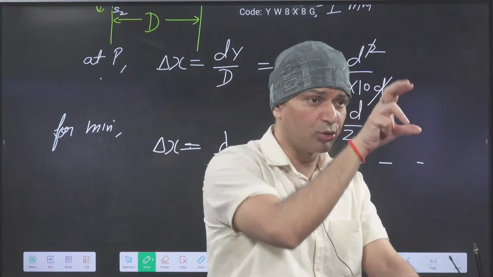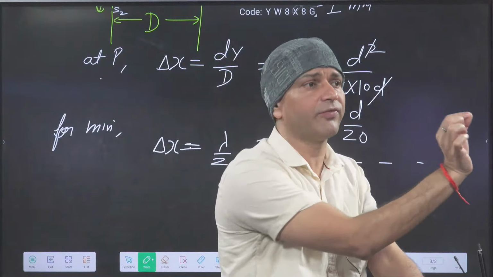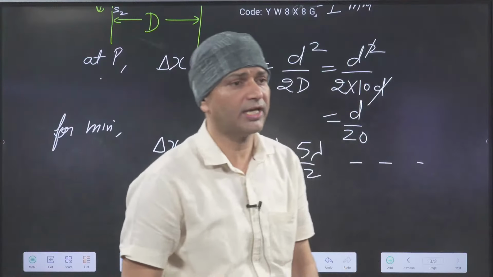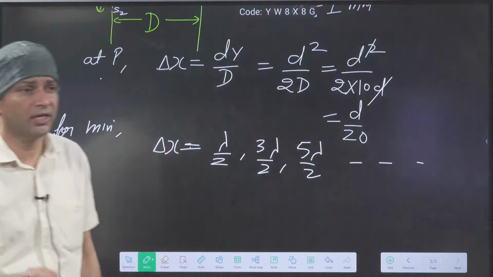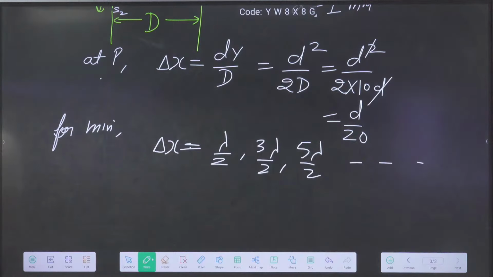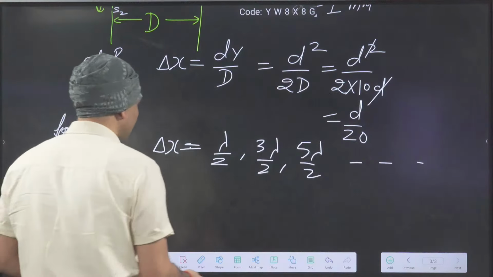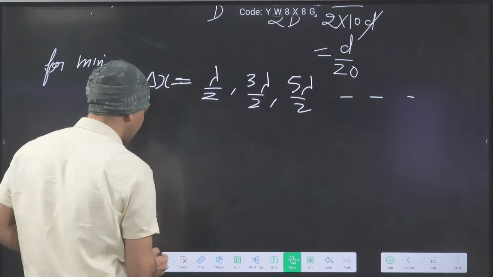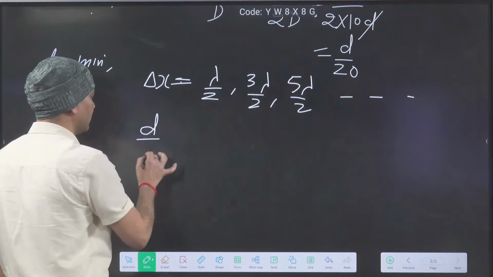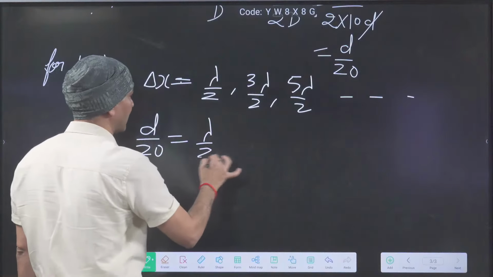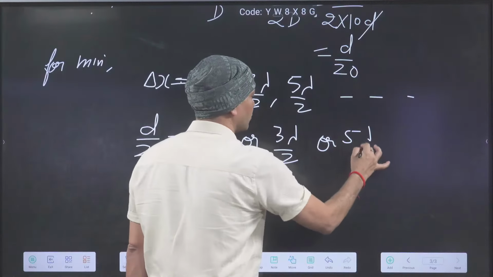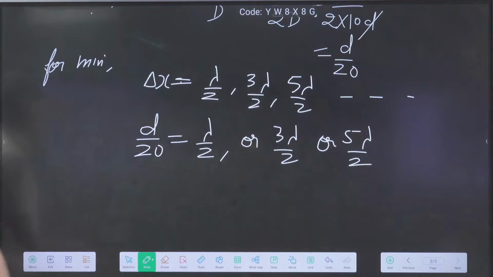Later when we introduce a thin slab in front of one of the slits, the role of the path difference is also there. Due to that, the central maxima will shift. So this chapter has an important role of the path difference. Here minima means the path difference is this. Now delta x, what did I get? D by 20. That is equal to either lambda by 2, or 3 lambda by 2, or 5 lambda by 2, like this. Everybody got it or not?